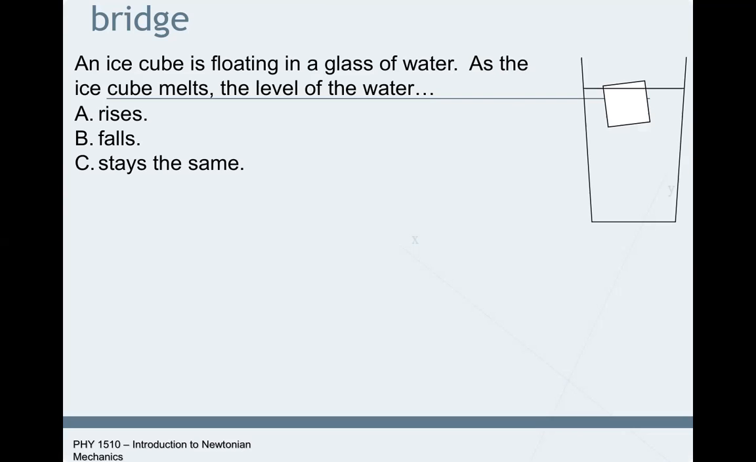But anyway, we put an ice cube floating in the water, and eventually the ice cube melts. Let's say you made a little mark on the level of the surface of the water, and then once it melts, you look at that level of the water again. What do you think about the level of water? Do you think the water level rises up or falls down? Or would it stay the same? Any thoughts?